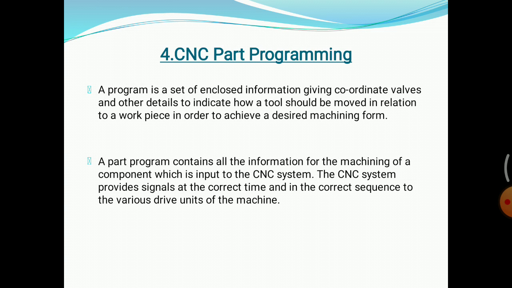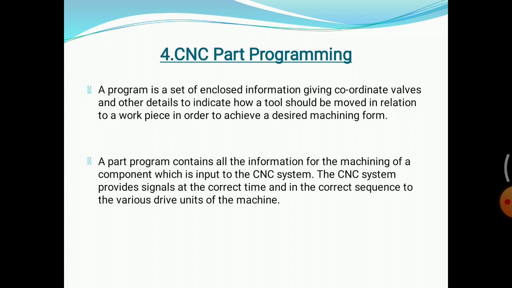Now, what are the other details? Other details means how the cutting tool should move with respect to the workpiece, whether the cutting tool has to move in a linear direction, or in a clockwise circular direction, or in an anti-clockwise circular direction. That is all mentioned in the part program. The part program will also give other information such as spindle stop, coolant on, coolant off, spindle rotation in clockwise direction, spindle rotation in anti-clockwise direction. So information related to the machine is also written in the CNC part program.